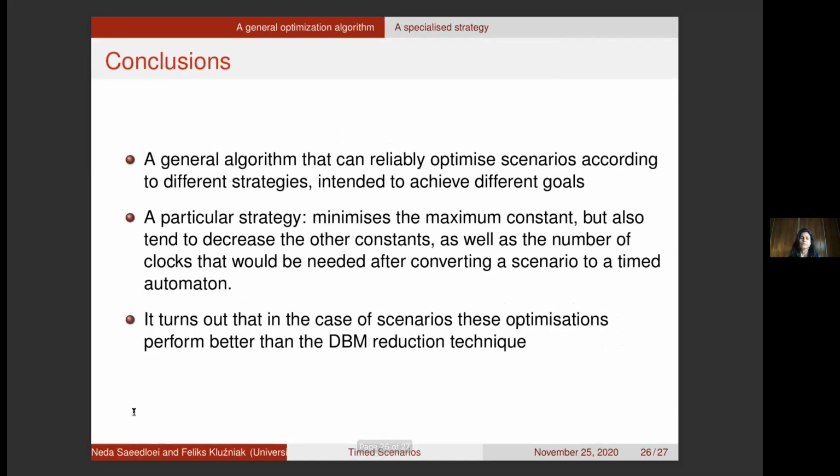So to conclude, in this work, we have proposed a general algorithm that can reliably optimize scenarios according to different strategies intended to achieve different goals. We have proposed a particular strategy which minimizes the maximum constant, but also tends to decrease the other constants, as well as the number of clocks that would be needed after converting a scenario to a timed automaton. And it turns out that in the case of scenarios, this optimization performs better than the DBM reduction technique.